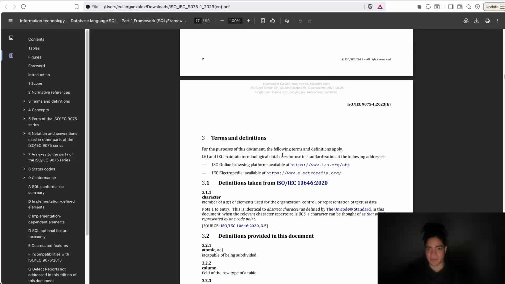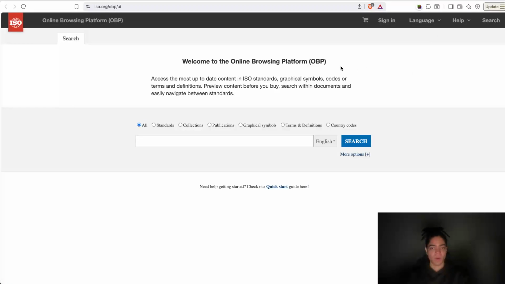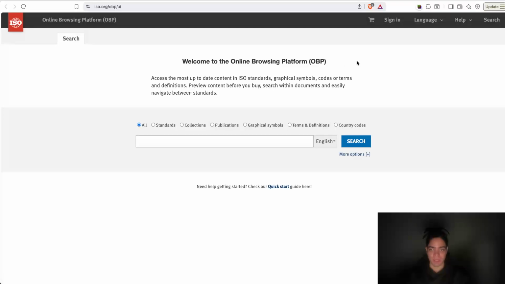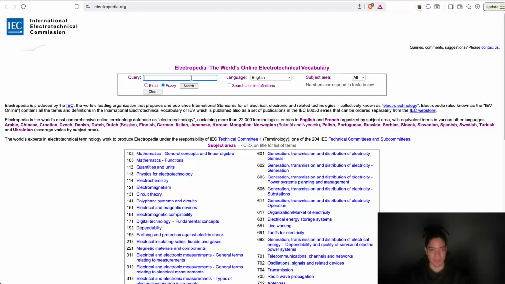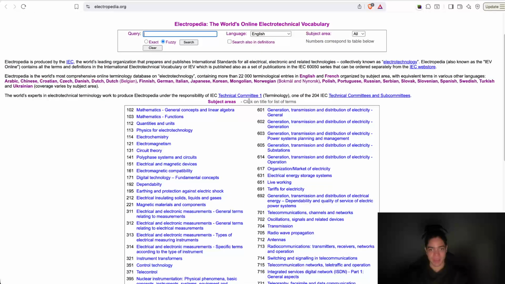ISO and IEC maintain databases for use in standardization at the following addresses: Electropedia and the ISO OBP, the Online Browsing Platform. Electropedia, oh holy moly. The world's online electrotechnical vocabulary. The world's experts in electrotechnical terminology work to produce Electropedia under the responsibility of the IEC technical committee.